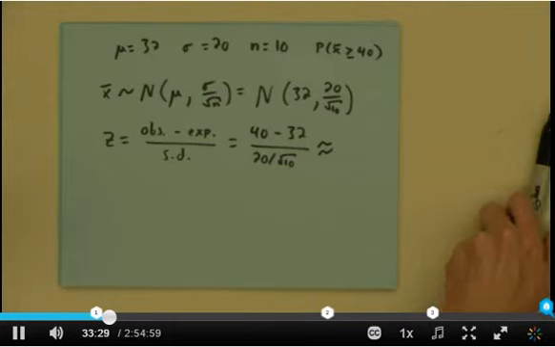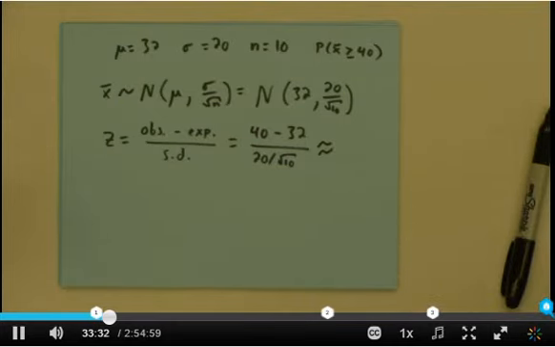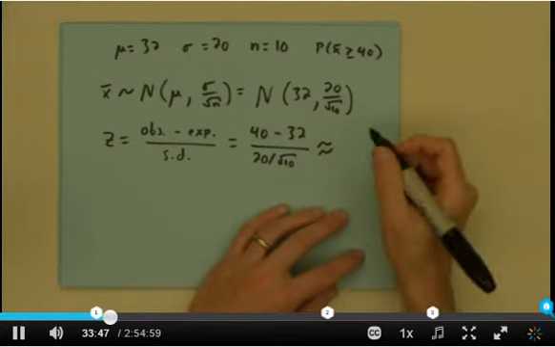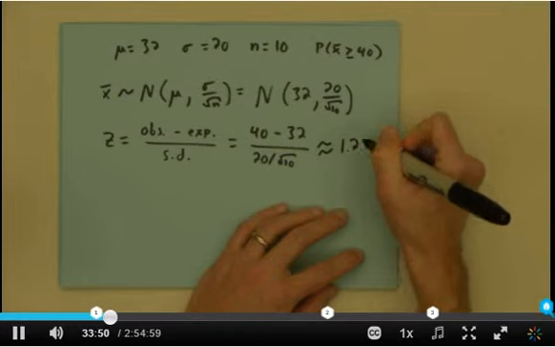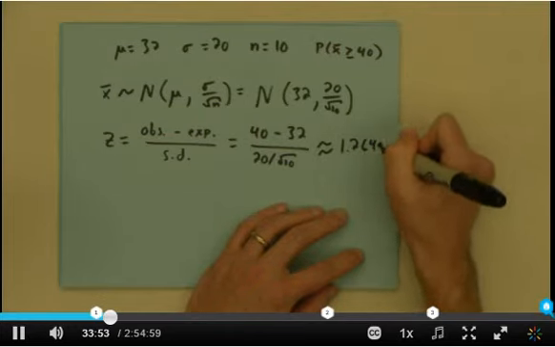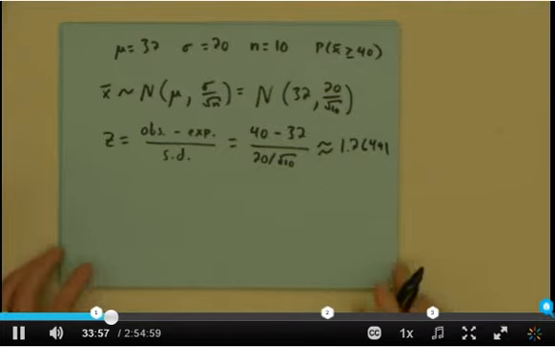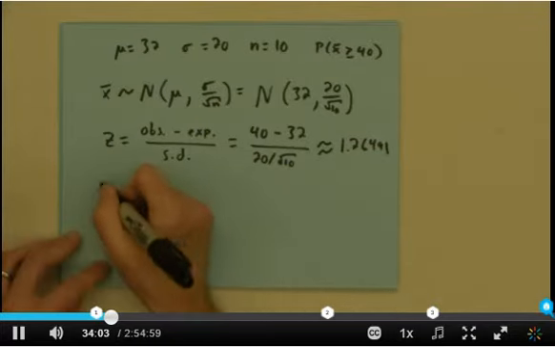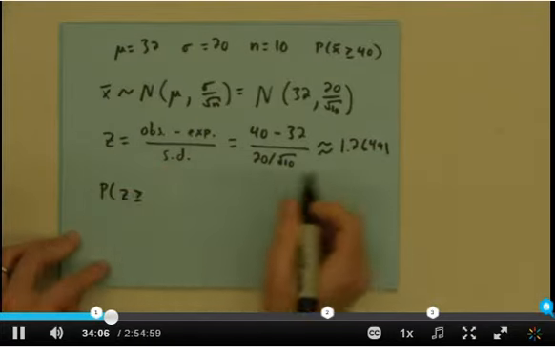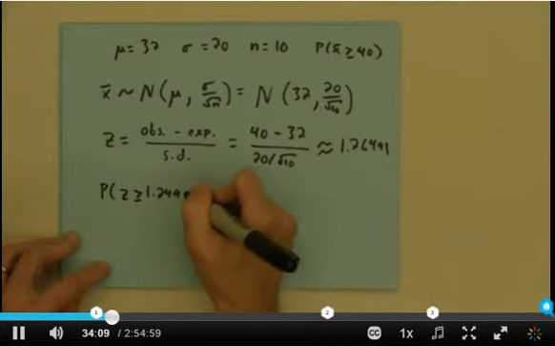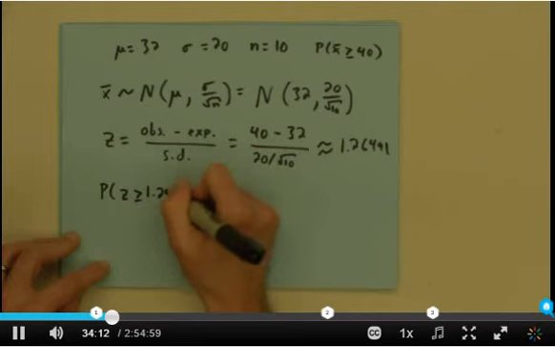Okay. Well, so what is that as a z-score? Let me quickly calculate this. 40 minus 32 is 8. 20 over the square root of 10 is about 6.3245. And so if I take 8 divided by that, I get approximately 1.26491. Okay. There's more digits than that, but for now I'm just going to leave it at that. How can I find the probability that z is at least that large? 1.26491, sorry.